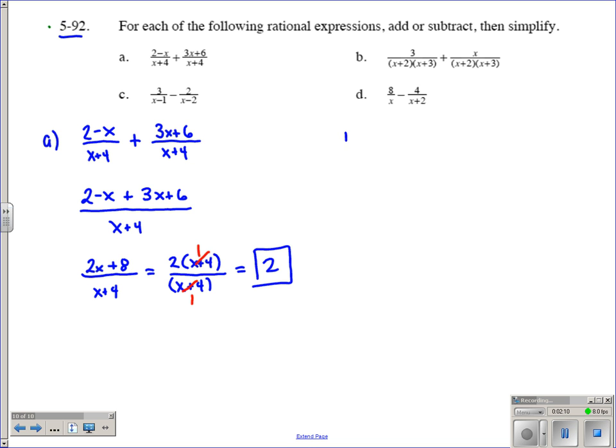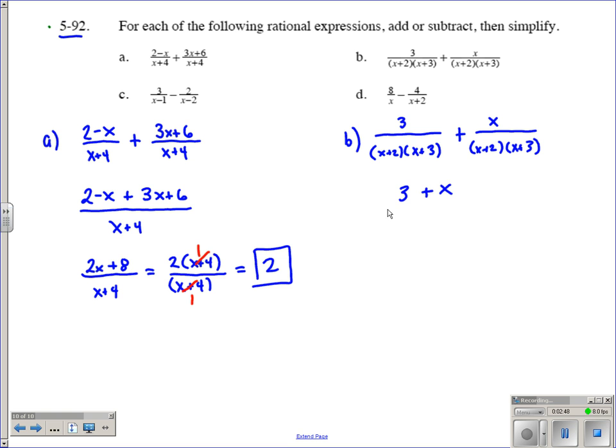Letter B, we've got 3 over the quantity of x plus 2 times the quantity of x plus 3. And we're adding to that x over the quantity of x plus 2 times the quantity of x plus 3. So once again, we've got common denominators here. So let's just take that step of rewriting it as one fraction. We're going to say 3, or whatever we have in our numerator here, plus whatever we have in our numerator here.